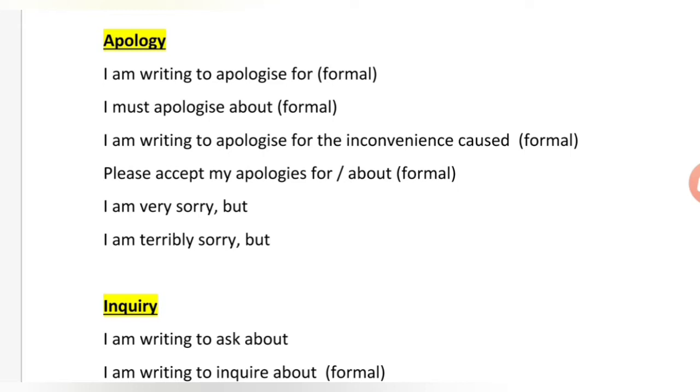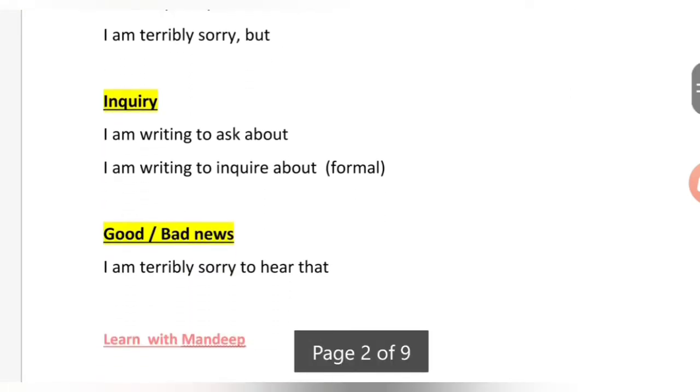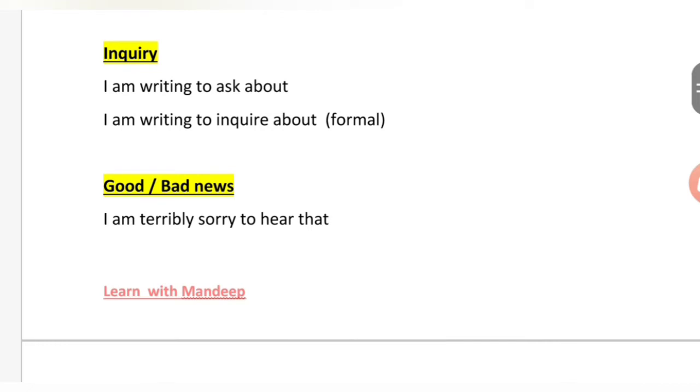I'm very sorry, but I'm terribly sorry, this is like, you can use the word sorry for writing to a friend, but if it is a formal letter, then you should use the word apologize. Then for inquiry, I'm writing to ask about, or I'm writing to inquire about. If you are writing to a friend, then it is better to use the word ask.